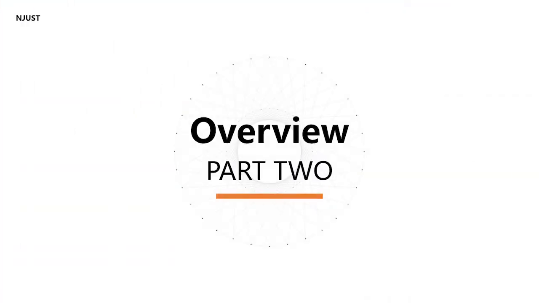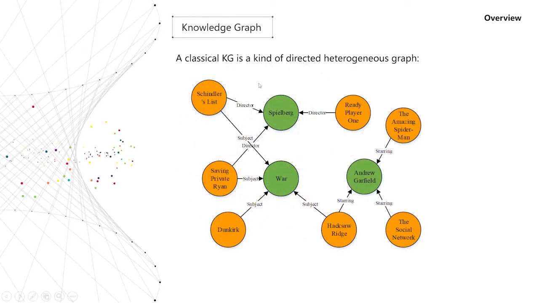Part 2 is the overview. Knowledge graph connects the most abundant semantic information and fruitful facts. Over the past years, several typical knowledge graphs have been constructed. They aim to describe all kinds of items and their relationships in the real world. A classical knowledge graph is a kind of directed heterogeneous graph as shown in the picture. It consists of massive triples, and these triples are represented as HRT, which denotes the head, relation and tail entity.